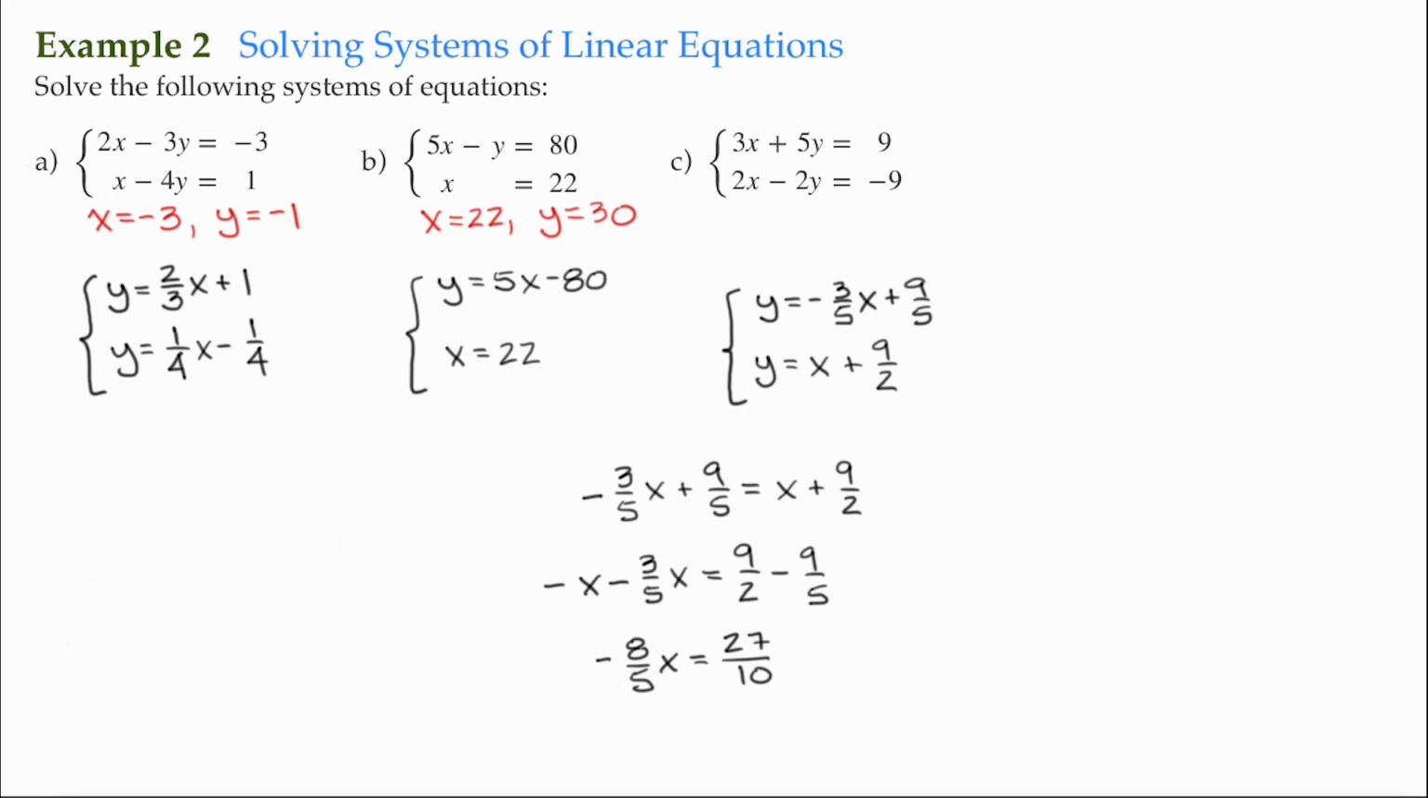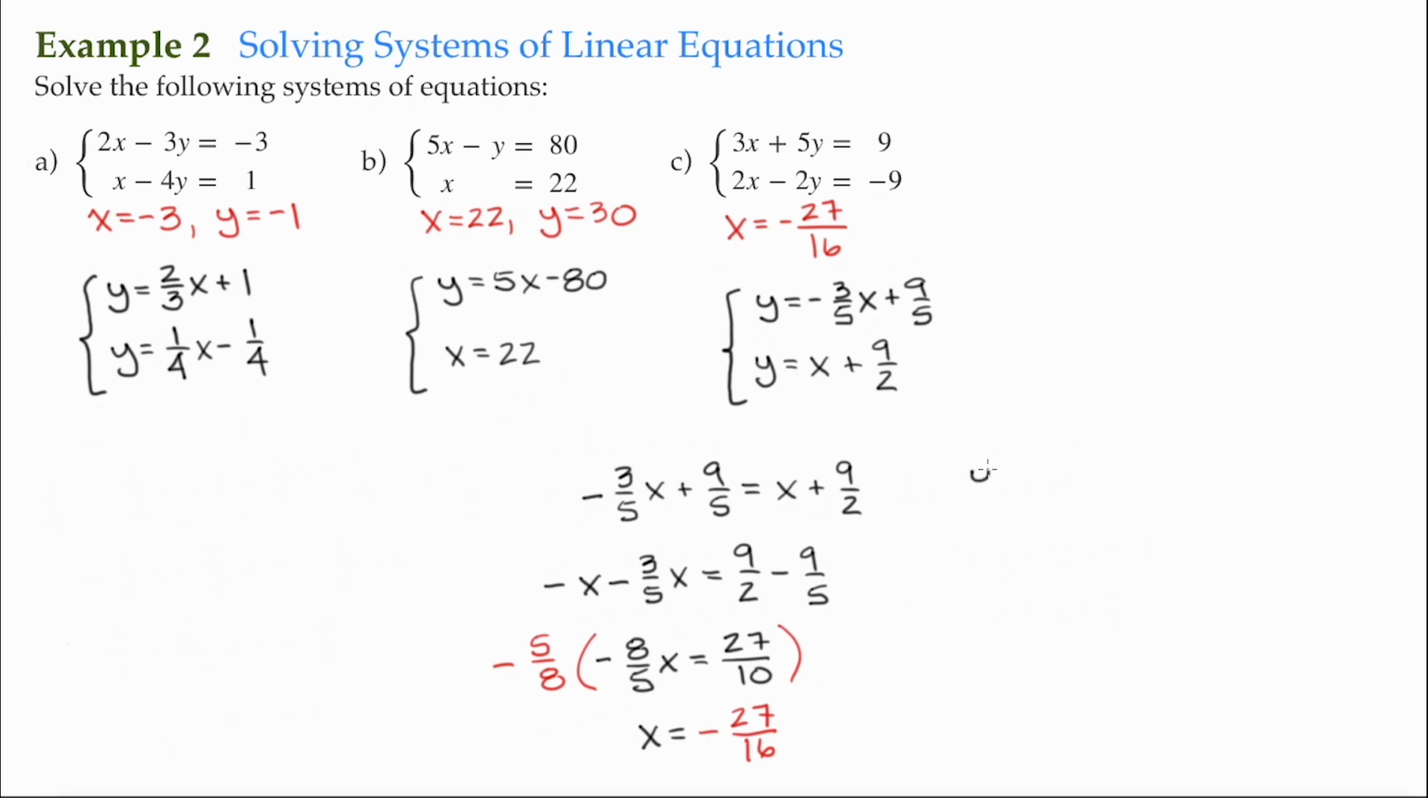We can then multiply the entire equation by the reciprocal here. That'll be negative 5/8. Negative 5/8 times negative 8/5, we're left with x. And negative 5/8 times 27/10 is negative 27/16. So x is equal to negative 27/16. We now take this and slug this into one of these equations. It doesn't matter which one, but we'll slug it into this one here. It seems simpler.